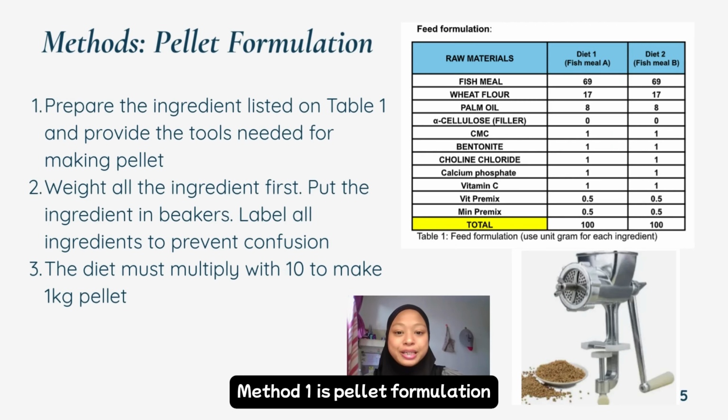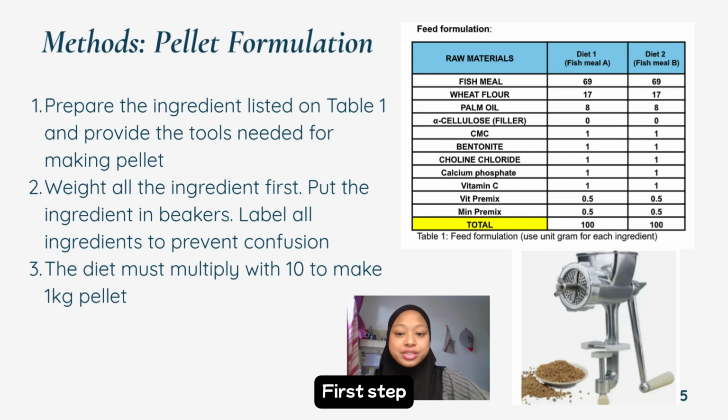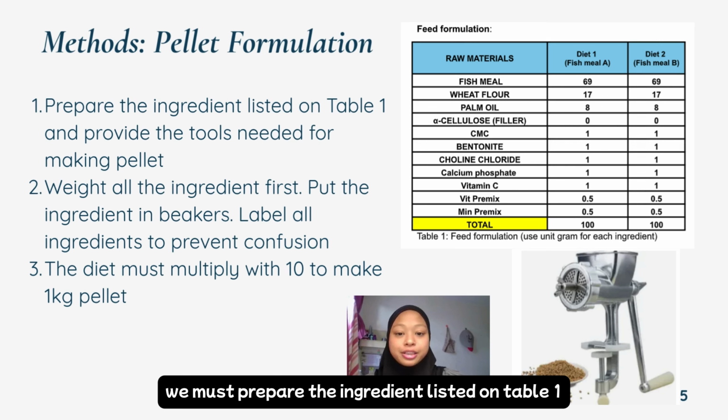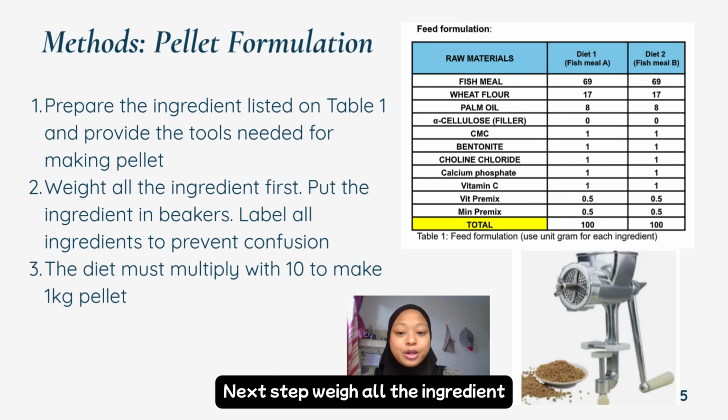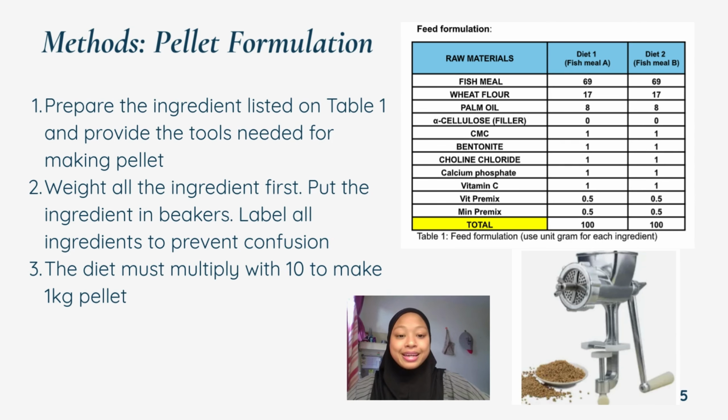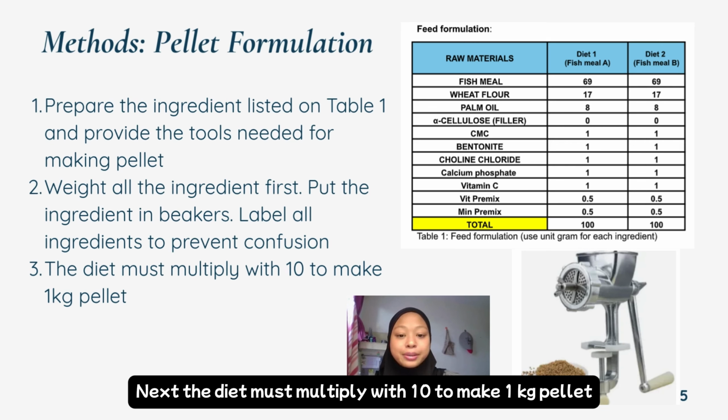Method 1 is pellet formulation. First step, we must prepare the ingredients listed on table 1 and provide the tools needed for making pellets. Next step, weigh all the ingredients first. Put the ingredients in beakers and label all the ingredients. Next, the diet must be multiplied by 10 to make 1 kg of pellets.